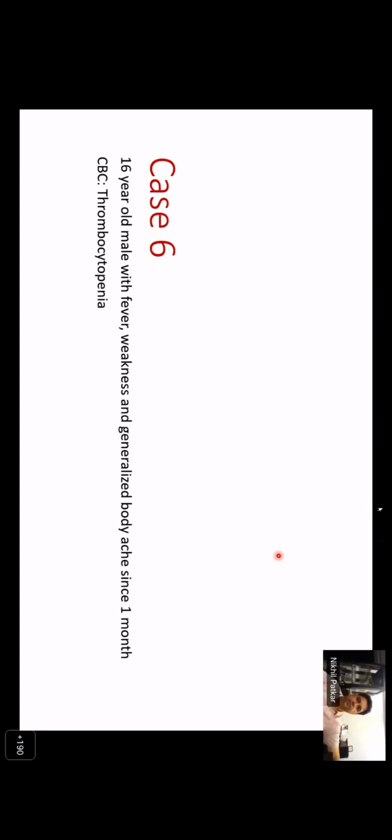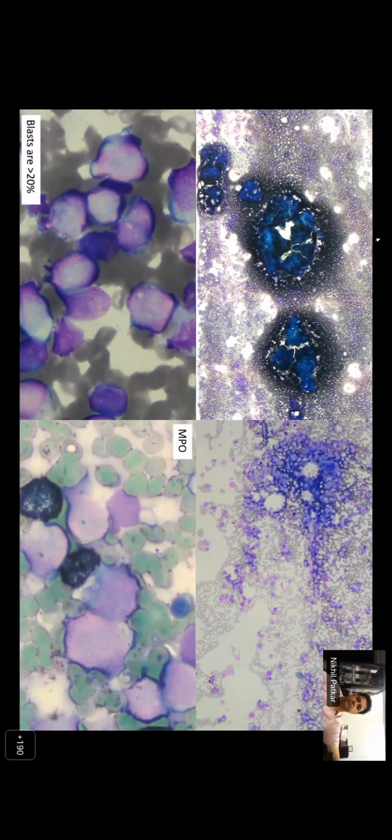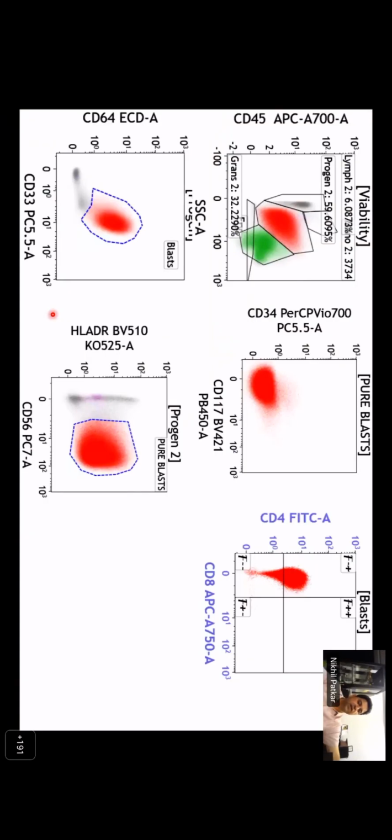16-year-old male with fever, weakness, and body ache for 1 month. Anemia and thrombocytopenia. Okay. This is a hypercellular particulate bone marrow smear. Okay. And what do you see here? This is blast. Okay. MPO positive? I think they're MPO negative. So these are actually controls, normal granulocytes. You can see that there's virtually no MPO in them. These are MPO negative blasts.